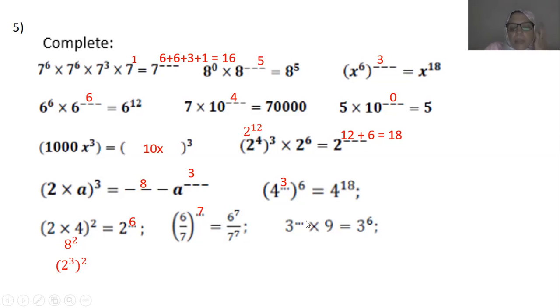Now 3 to the power how much times 9 equals 3 to the power 6? So this 9 should be changed into 3. What is 9? It is 3 squared. So 3 to the power what times 3 squared equals 3 to the power 6? It is equal to 3 to the power 4.